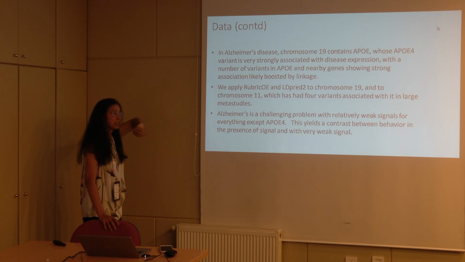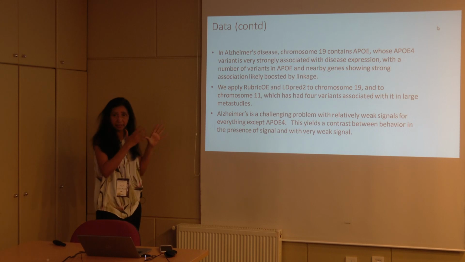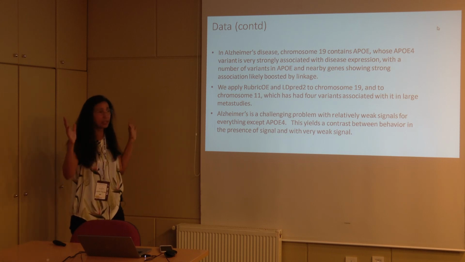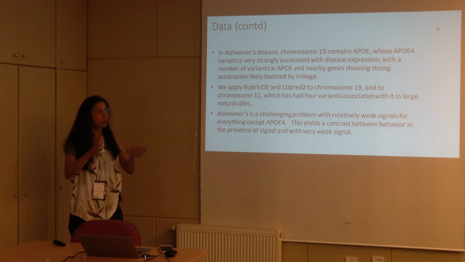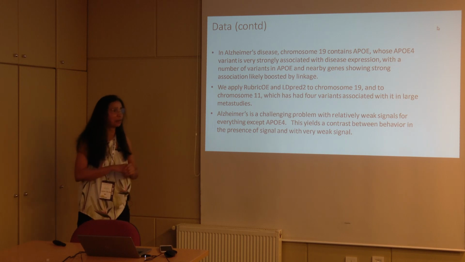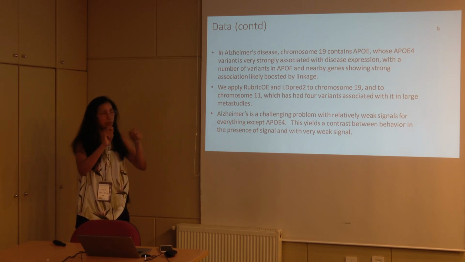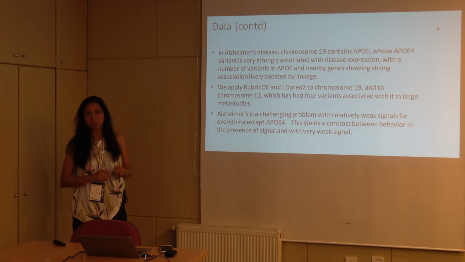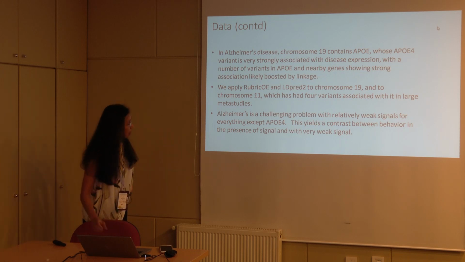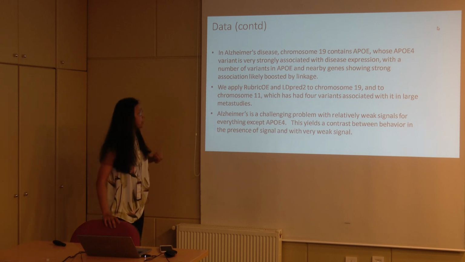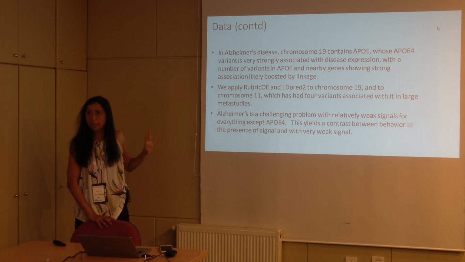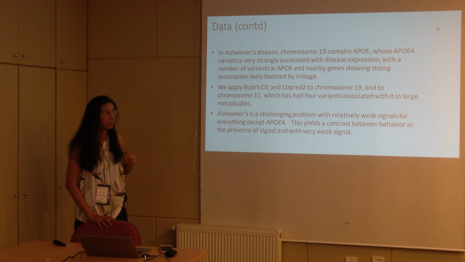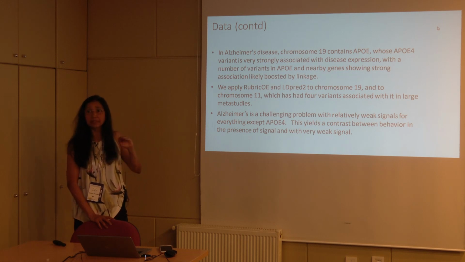The way we segmented the data, I was asked the question by the first speaker about subsampling and other things. Here, when you apply machine learning and you have like 100 million SNPs, we broke them up into chromosomes, the way nature has broken up our whole genome sequence, and we looked at the chromosomes separately. Like I said, Alzheimer's is a challenging problem because it has relatively weak signals for everything except ApoE4. For ApoE4 the signal is out of the roof, but for everything else it is extremely weak.